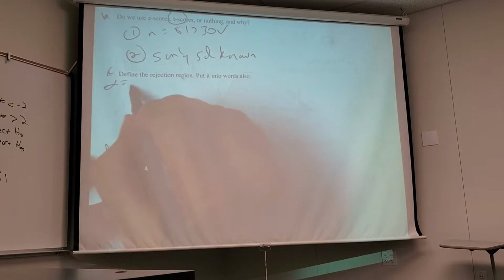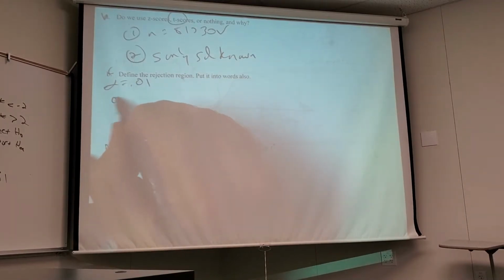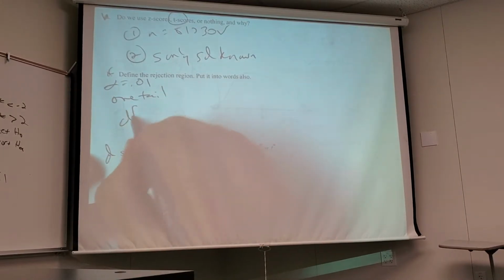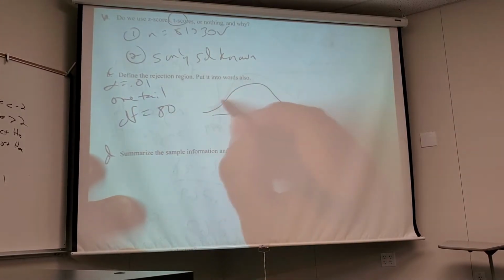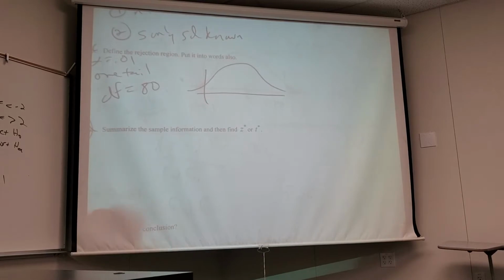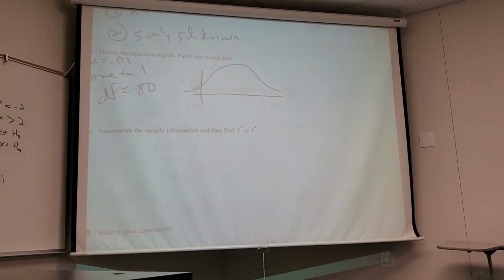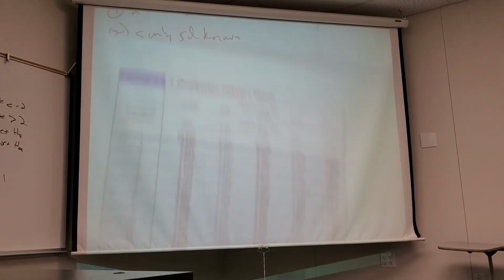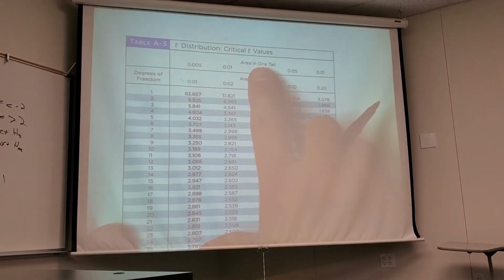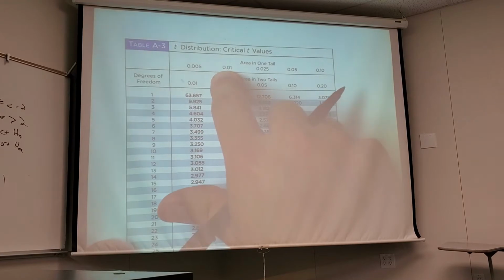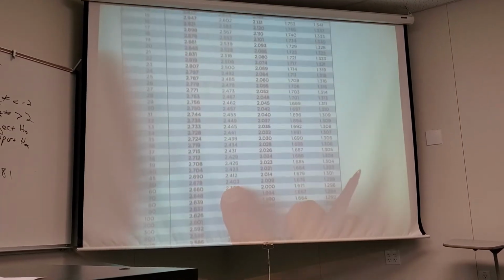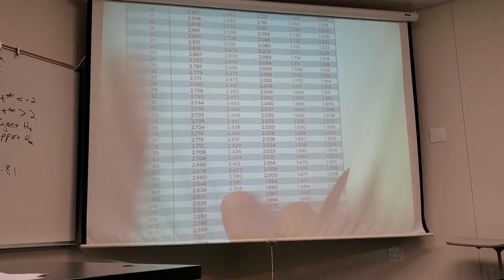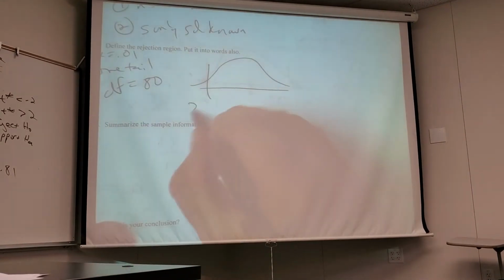So alpha is 0.01. One tail test. Degrees of freedom are 80. So when you look all that up, what do you get? One tail, 0.01. Stop at 80 and get a T-score: 2.374. Now, of course, what have I done wrong?